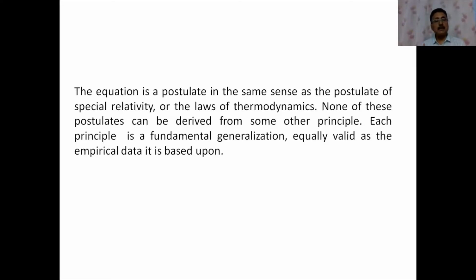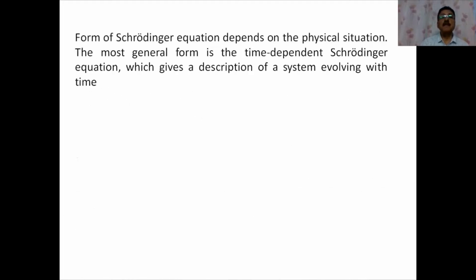valid as empirical data, the Schrödinger equation can also be postulated. And just like that, I have said that the results should be compared with the experimental results. If they give close results, accept them. If they don't, don't accept them. But fortunately, the Schrödinger equation has given very, very accurate results in almost all areas.